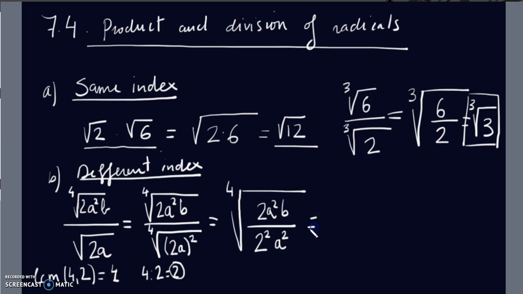Okay, now I have to simplify this, okay? So let's simplify. a to the power of 2 in the numerator. In the denominator, I have a to the power of 2. So I can simplify this. Okay, they are the same. And the numbers 2, I have 2 to the power of 1, 2 to the power of 2.